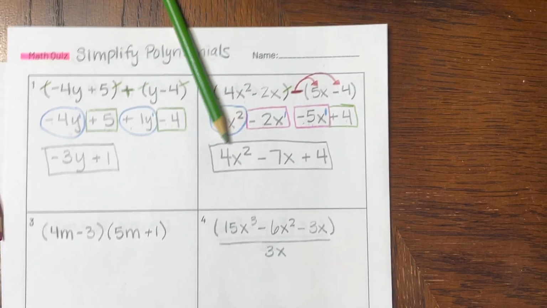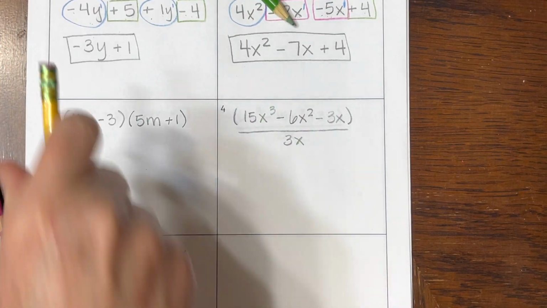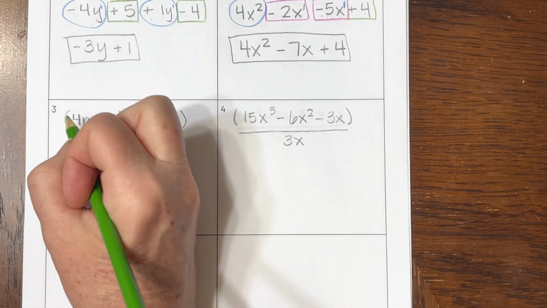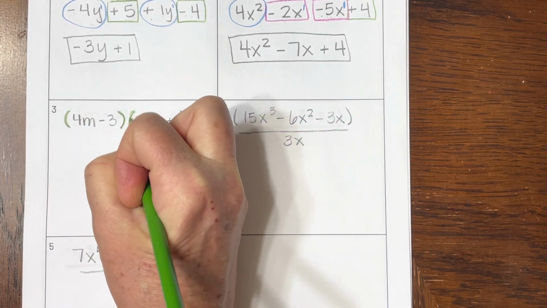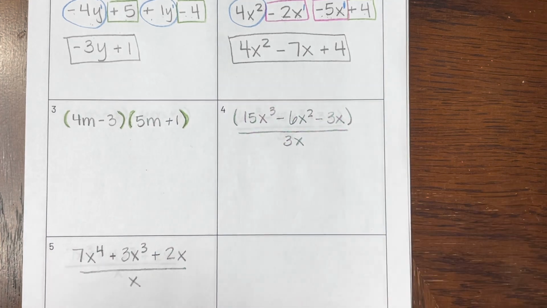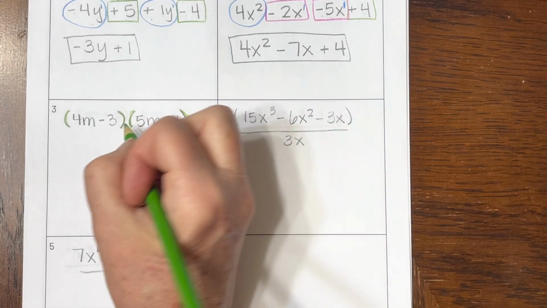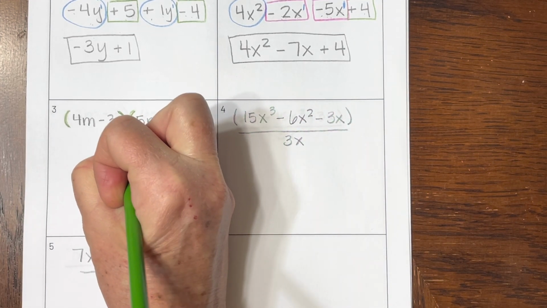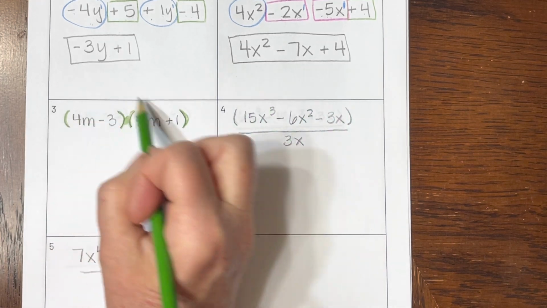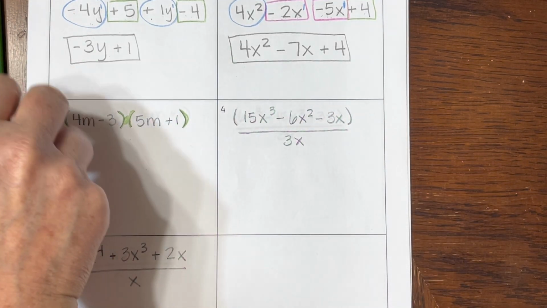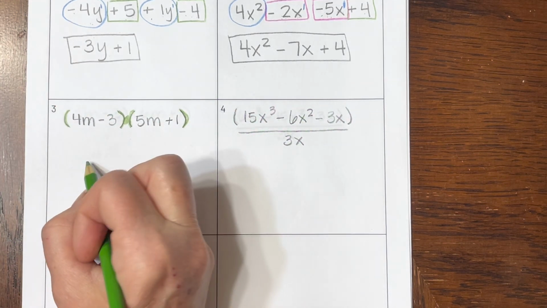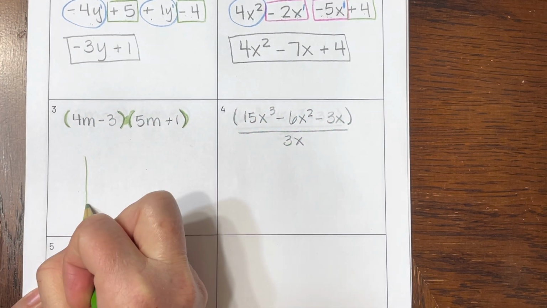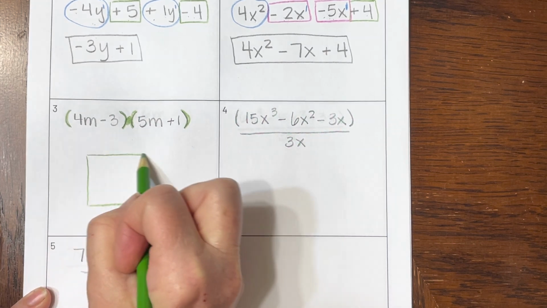Okay, and now let's do number 3. Number 3 does look different because number 3 is multiplication. So when you have two sets of parentheses sitting next to each other with no operation, it is multiplication. That means I need to multiply everything by everything. Okay, not exactly, but close to it. So for me, it is easier just to draw the box. Our area model helps me to stay organized.